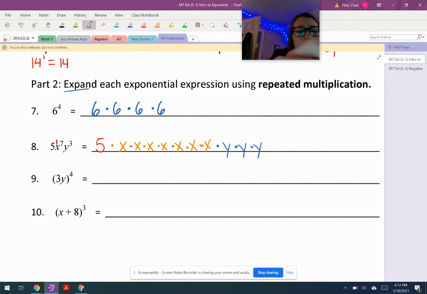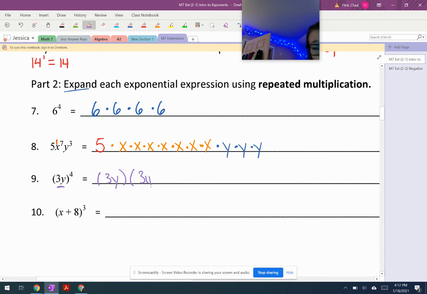Okay, up next, number 9. So expanding this, I have 3y as my base because of the parentheses, and that's being raised to the 4th power, which means I should have 4 of those. So 3y times 3y times 3y times 3y. Boom.